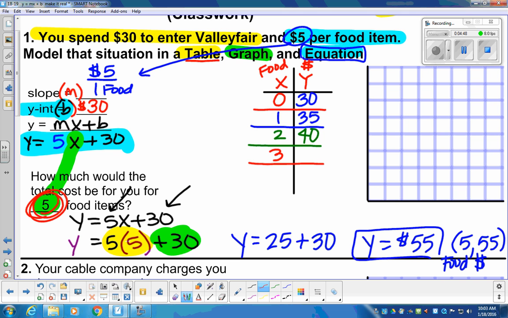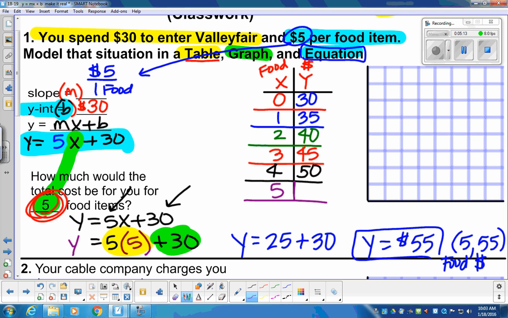3. What if I want to buy 3 food items? So 3 food items, they're $5 a piece, that's $15, plus $30 to get in, that's $45. How about 4 food items? Well, 4 food items, they're $5 a piece. That's $20 plus $30 to get in. I would need $50.